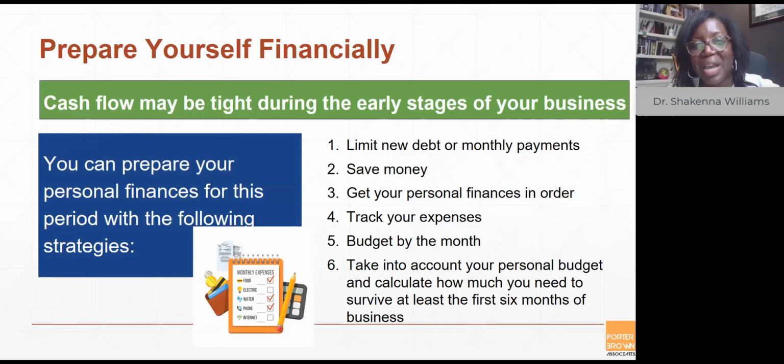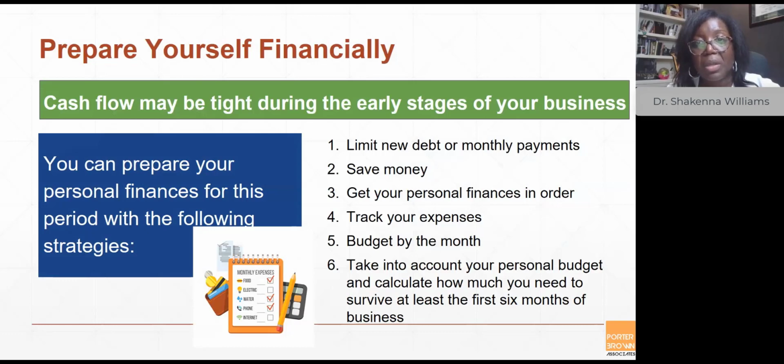Cash flow may be tight during the early stage of business, but how do you prepare yourself financially? These are a few steps to keep in mind to prepare yourself financially. 1, limit new debt or monthly expenses. So be really aware of what debt you are personally spending on your personal endeavors. 2, save as much money as you can. Find ways to save money, like couponing or shopping at discount stores.